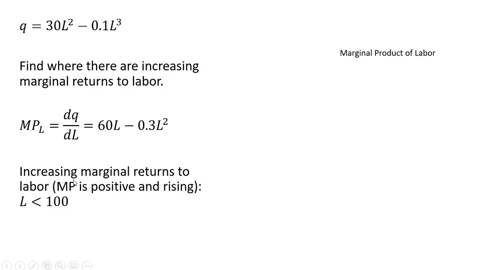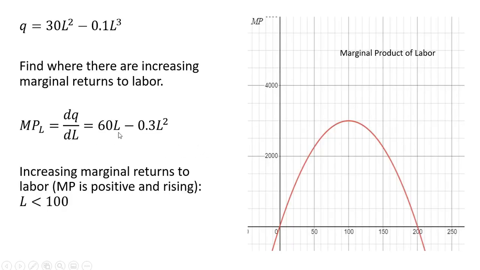So we're going to show that increasing marginal returns to labor, that is where marginal product is positive and rising, occurs when L is less than 100. If we were to graph this marginal product of labor, it would look like an inverted U. So here at L equals 100, the marginal product of labor is about 3,000, it looks like. And so anything to the left of 100, we have increasing marginal returns to labor. And anything to the right of this 100, we have diminishing marginal returns to labor.